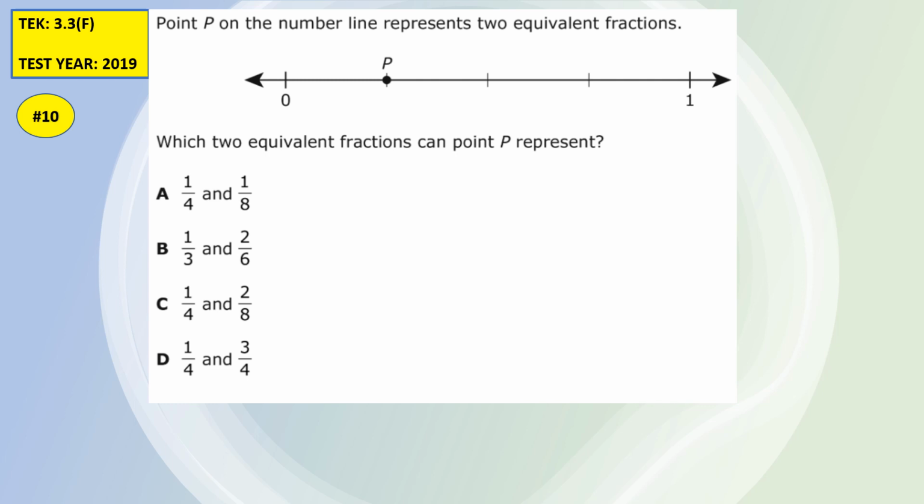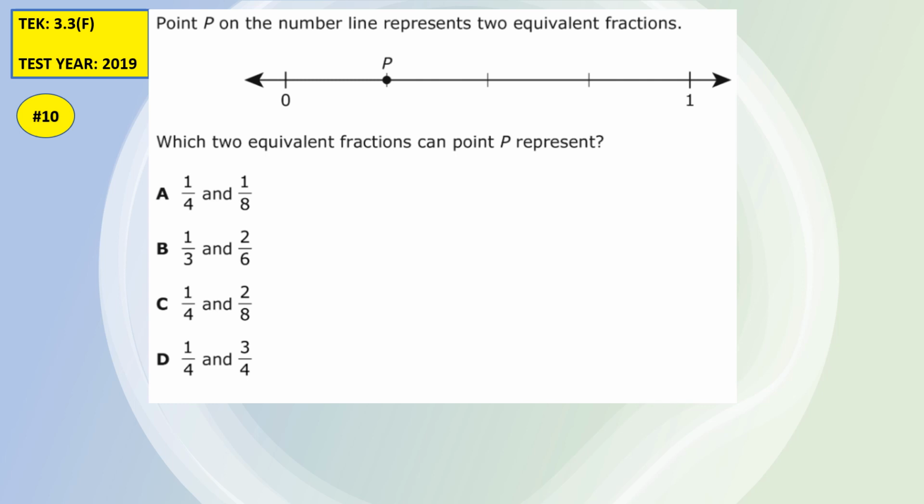Number 10 says point P, which is that little dot with the P above it, on the number line represents two equivalent fractions. That one little dot that has the P above it represents two fractions. Which two equivalent fractions can point P represent?